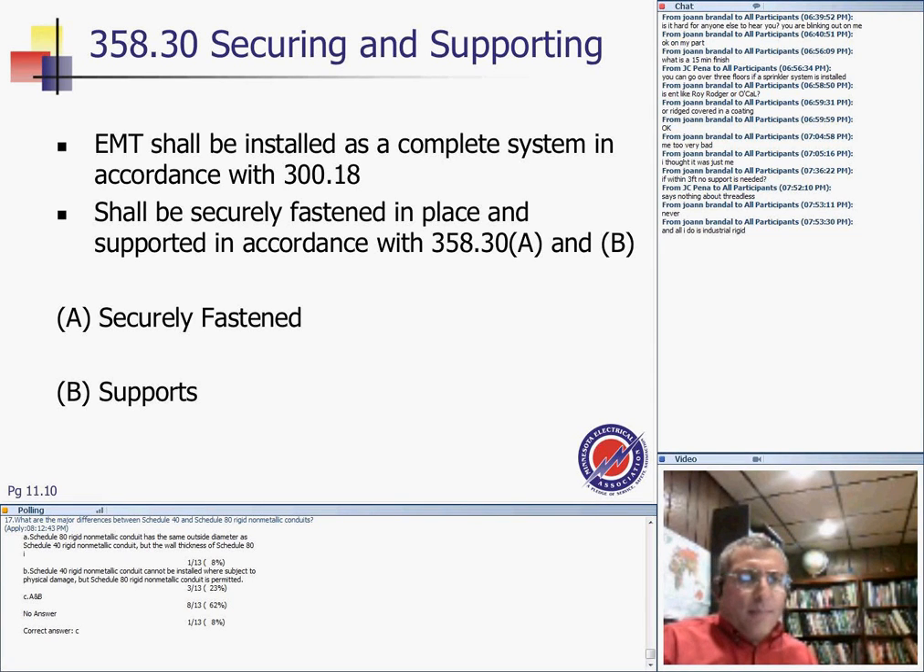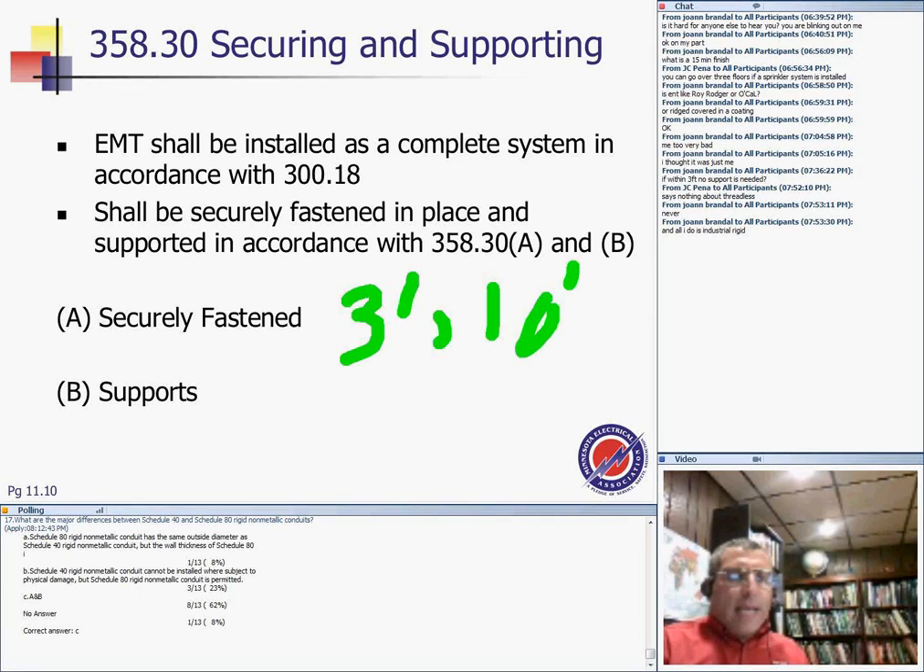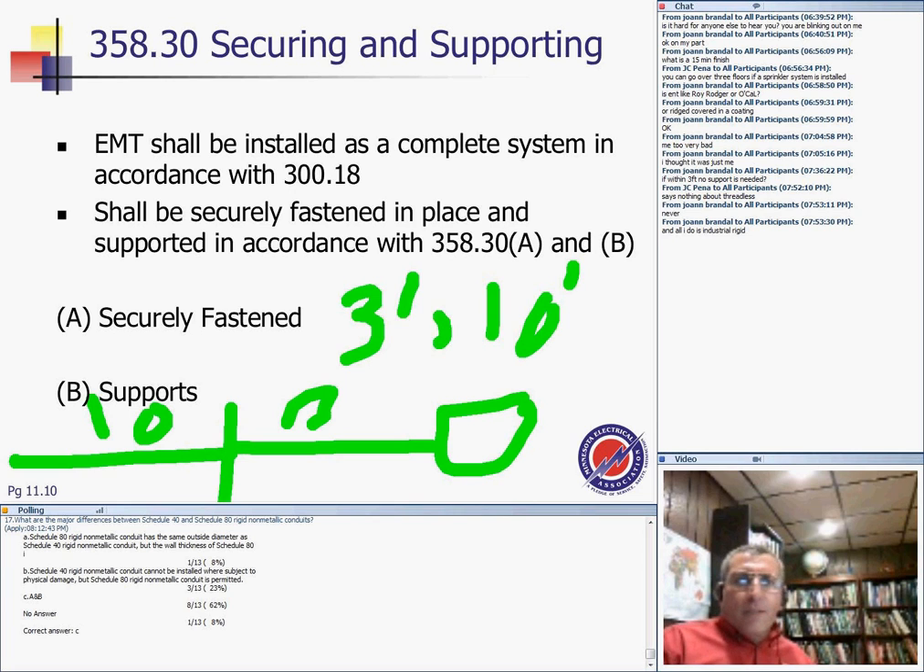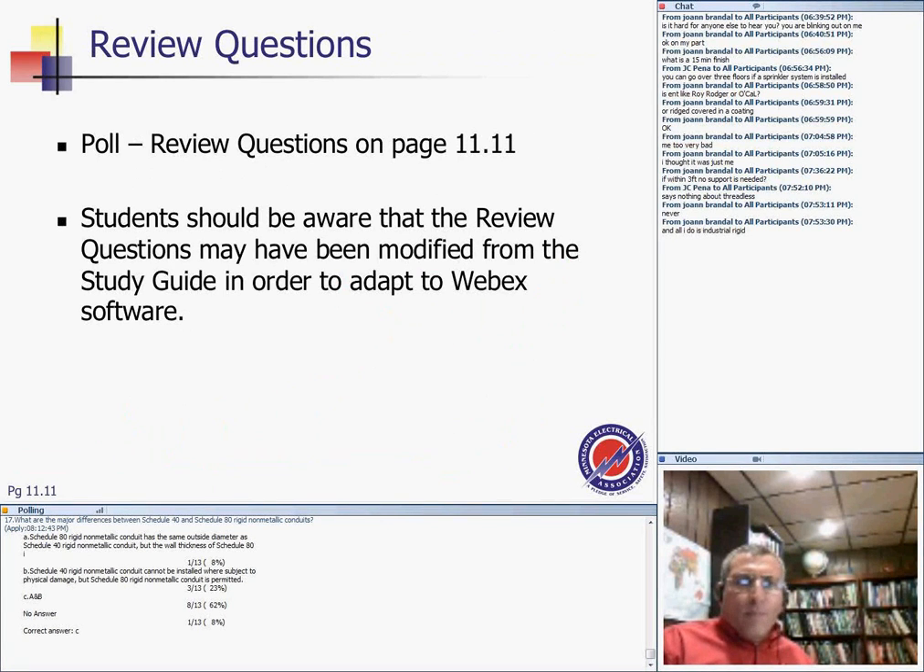All right, securing and supporting. For the most part, it's 3 and 10. So 3 feet from every box and cabinet, and 10 feet in between. That's basically the support of those fixtures when it comes to securing and supporting. 10 feet, 3 and 10 support. You can take the 3 to 5 feet under some exceptions, but for the most part, you're 3 feet from every box, and then 10 feet in between.